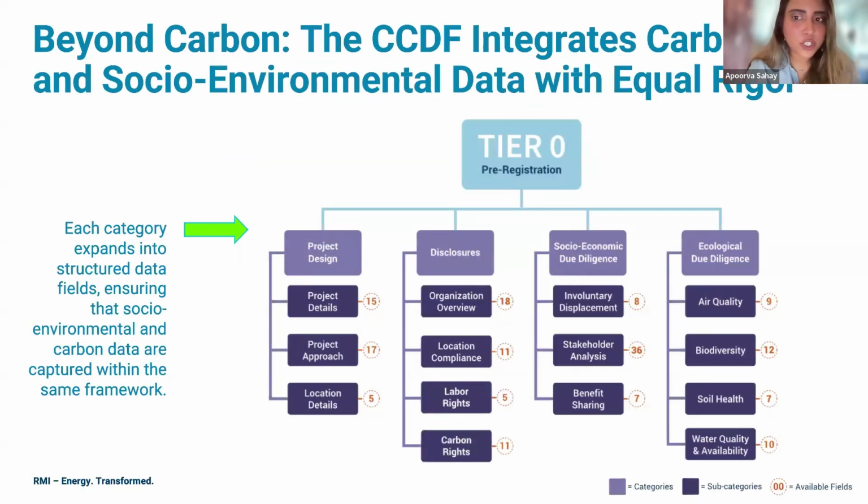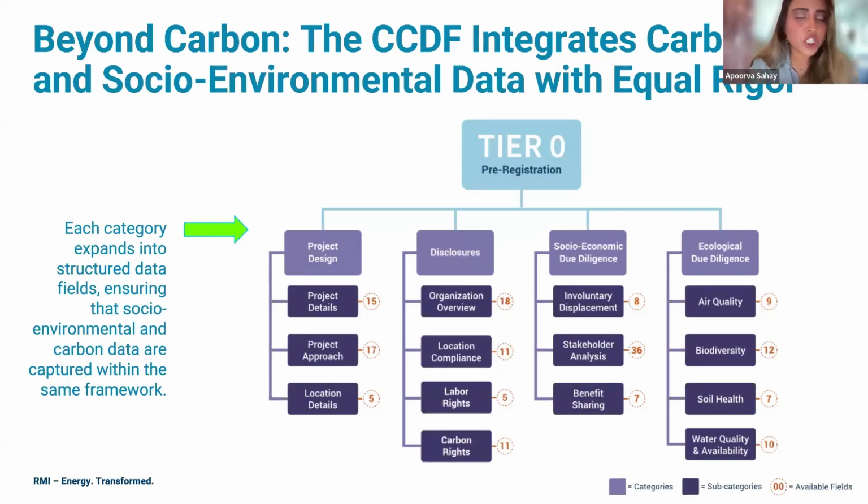So I wanted to end this section by first zooming in a little bit more to the most granular aspect or detail of the CCDF. And that is at the fields level, the data fields level, which is what gives the CCDF its depth and its usability. Here on the screen, take tier 0, for example. You'll see 4 foundational data categories: project design, disclosures, socioeconomic due diligence, and ecological due diligence.